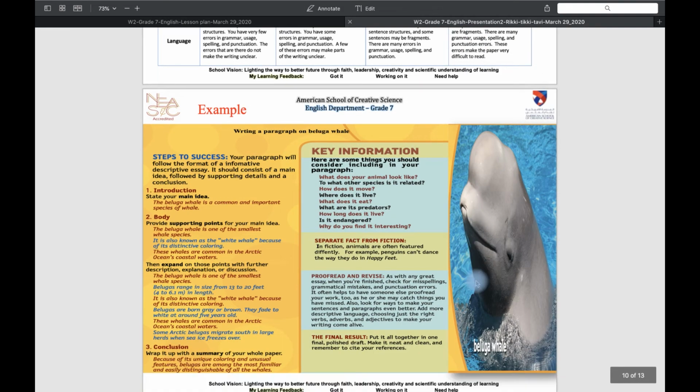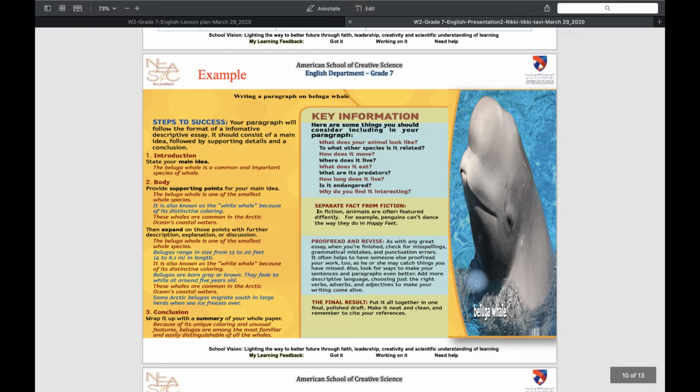You need to go online, look for information, facts, ask yourself these questions. What does the mongoose look like? How does it move? Where does it live? What does it eat? And what are its predators? And is it an endangered animal? Like, is it in danger of being extinct?